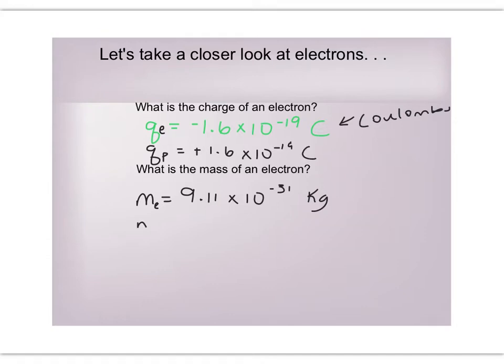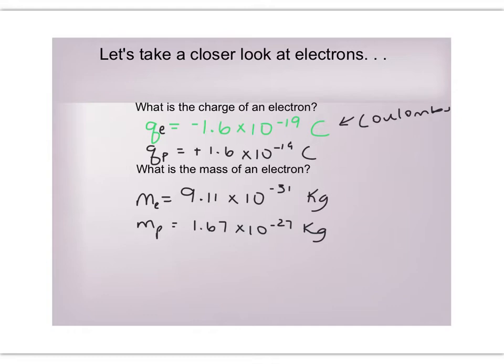You do know, though, that the mass of a proton is much greater than that of an electron. You probably learned that in chemistry class. The mass of a proton is 1.67 times 10 to the negative 27 kilograms. So these four things are things you're going to need to have at your fingertips as you're solving problems. Let's talk about how we got them, though.